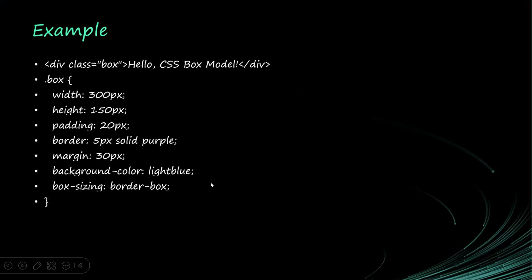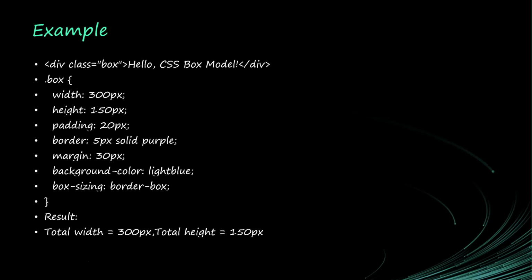So the result is the total width of this. Remember, we are using box-sizing as border-box. So what will be the total width of this? The total width will be 300 because we are using border-box. If we are using content-box, that means the total width will be 300 plus padding times 2, which will be 40. That will be 340, plus 5 times 2, which will be 10. So everything will be 350.